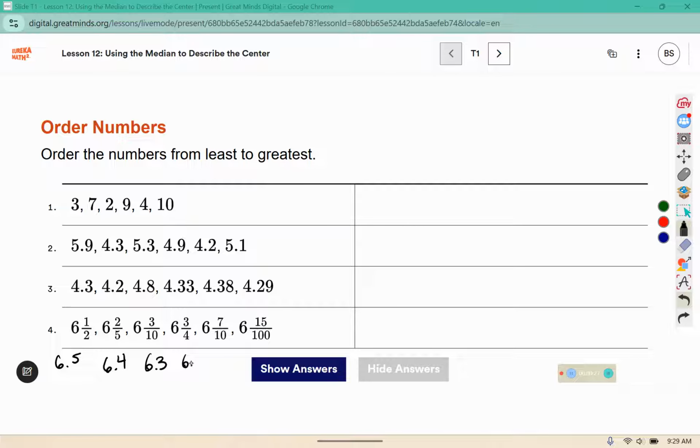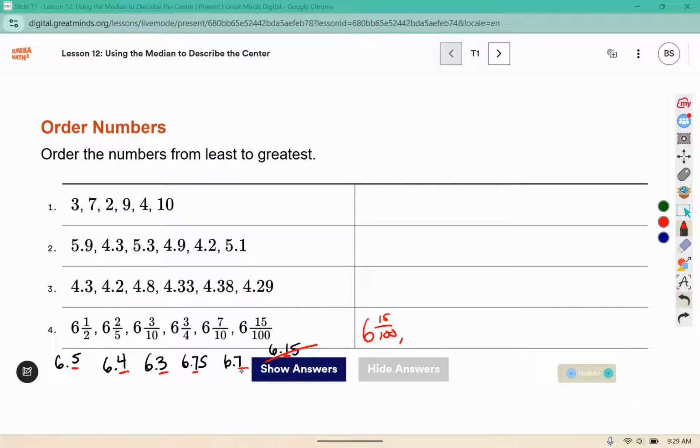3/4 is worth 75 cents. 7/10 could be written as 0.7. And 15/100 is 0.15. So now I can put them in order. I'm looking for the smallest value in the tenths place, which in this case is a 1, so that is 6 15/100.